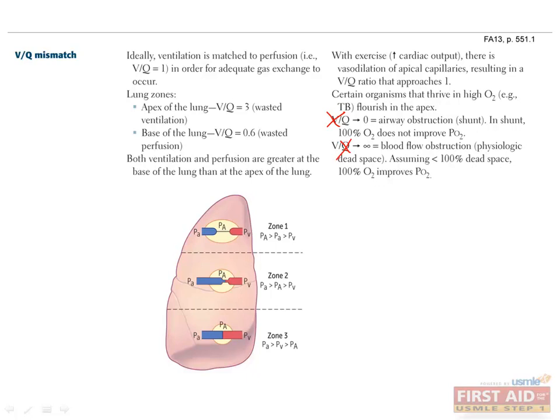Well, a massive pulmonary embolism would be the classic example. In this case, giving the patient 100% oxygen should improve PO2, except the blood's not really going anywhere.